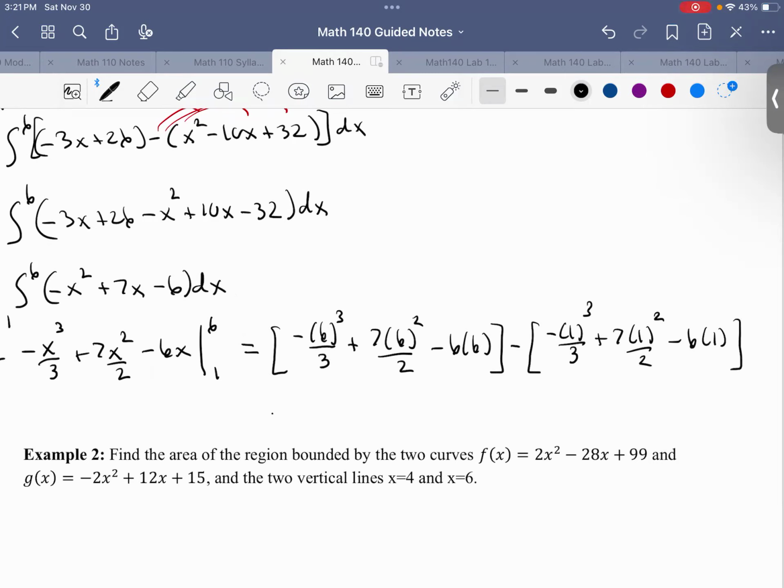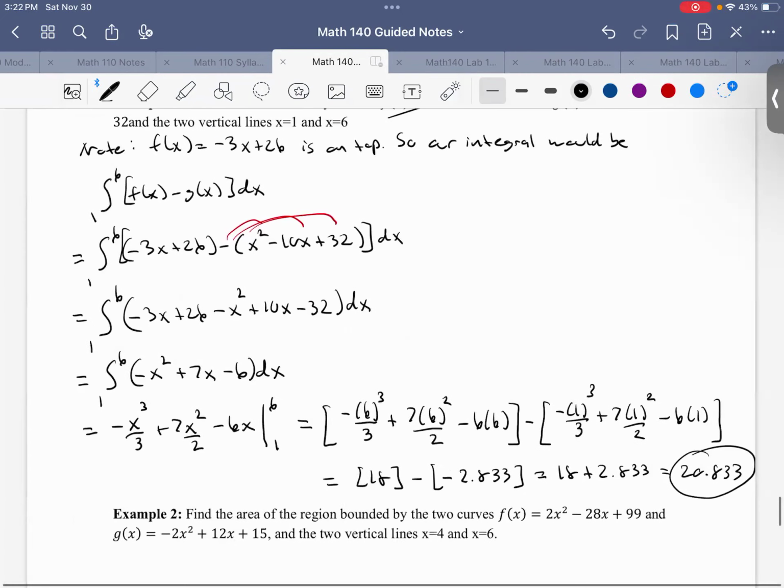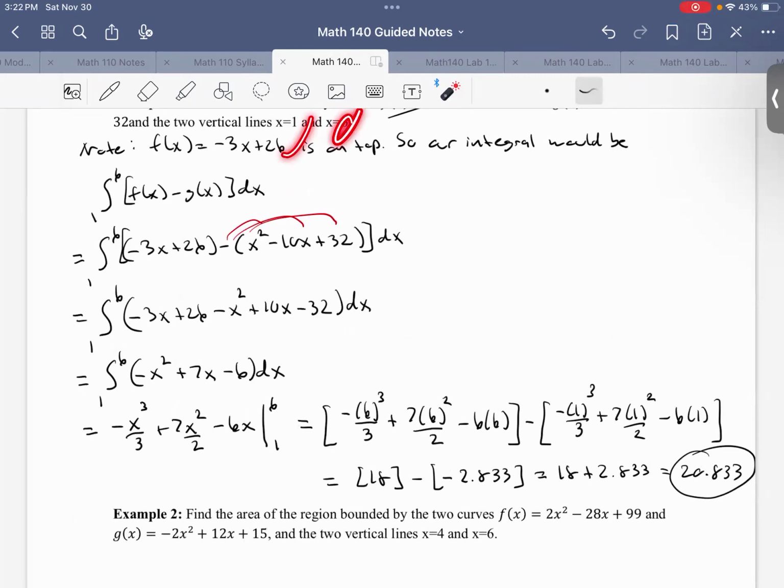And so I trust you with the calculation. In the first bracket, we should get 18. And in the second bracket, we should get negative 2.833. And these two negatives make a positive. So 18 plus 2.8333. And if we add these together, we get 20.833. And that's the area between these two functions, between 1 and 6.